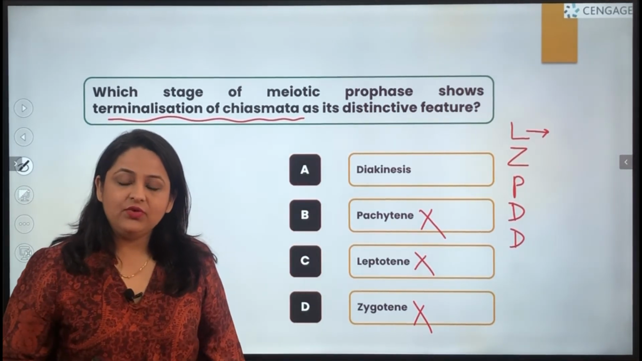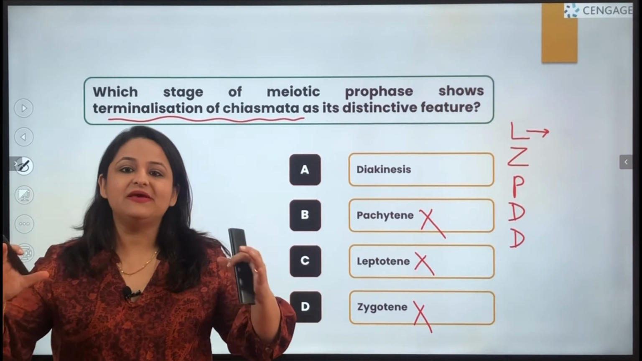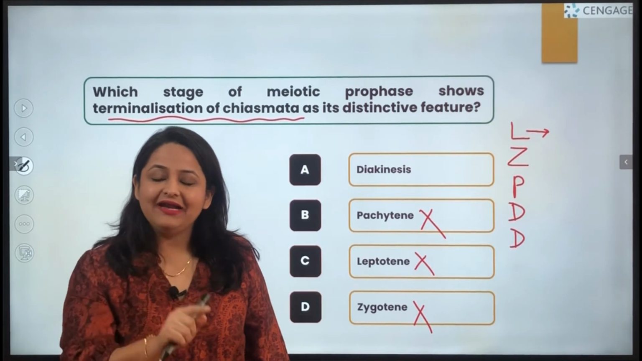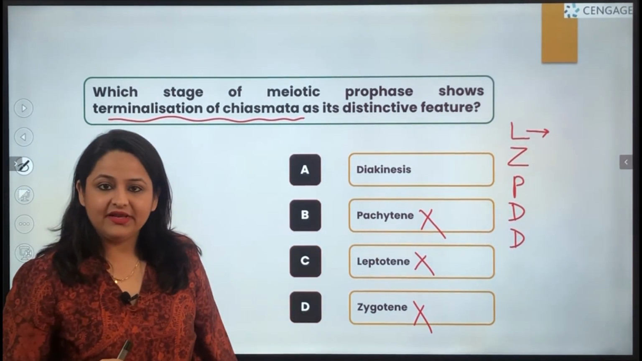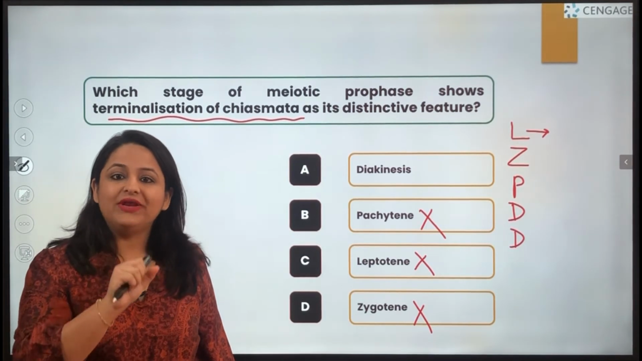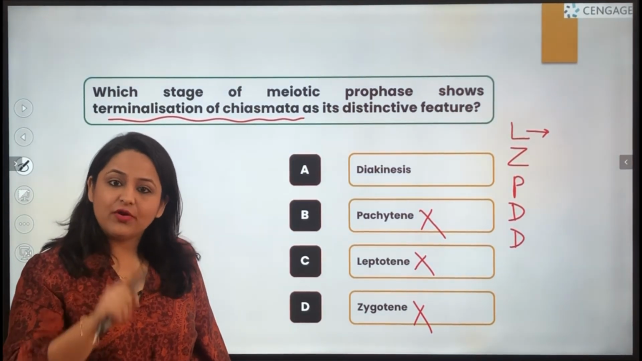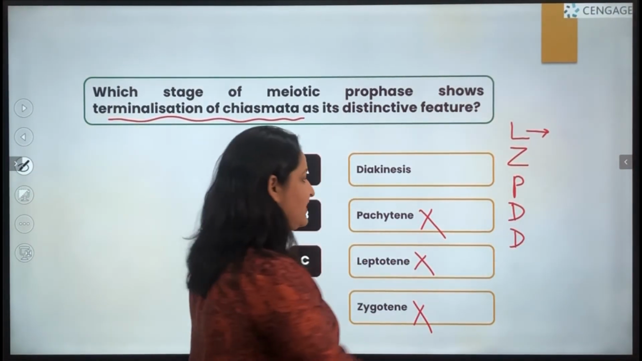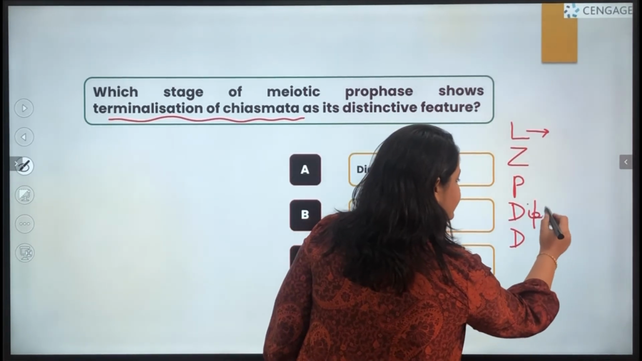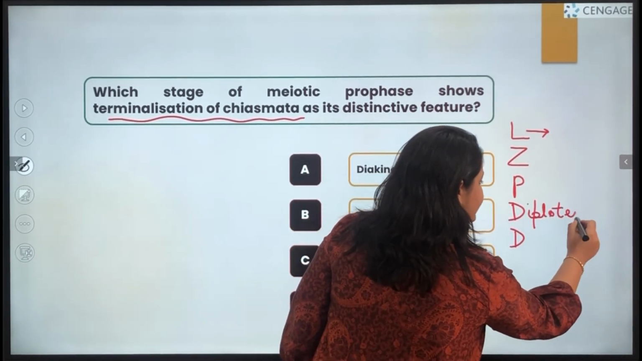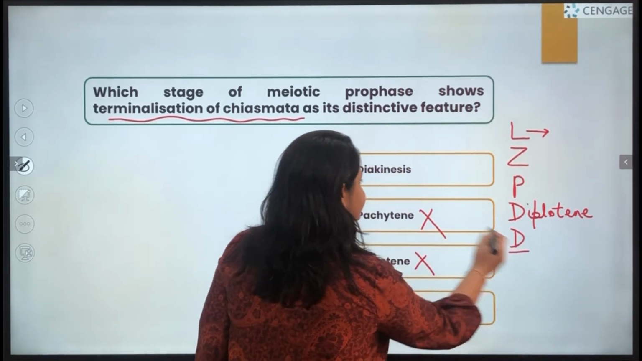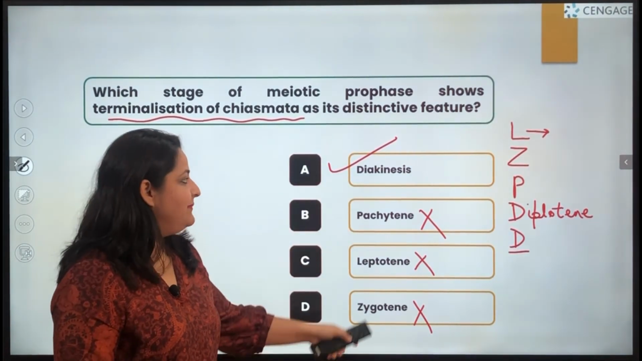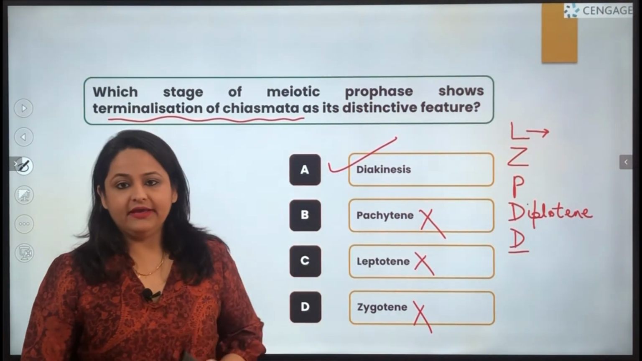Then in diplotene what happens? Now the homologous chromosomes separate from each other. They start separating. However, they remain associated at the positions where crossing over had taken place, and those positions are now known as chiasmata. So chiasmata formation will be seen during the fourth stage, that is the diplotene, right? And this chiasmata terminates in the next stage, in the last stage, that is known as diakinesis of prophase 1. So the answer to this question will be diakinesis, that is option number A.